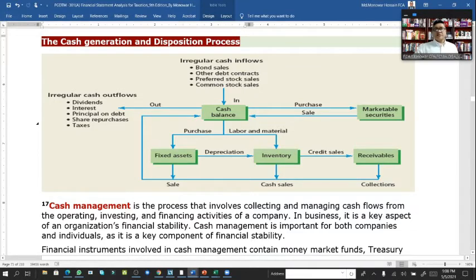we purchase material, labor, and fixed assets. When we sell, that cash is generated again, and from the fixed assets, taking the depreciation, labor, and material, we produce and take finished goods into inventory, and when it is sold, cash is generated again. And when the finished goods are sold on credit, receivables increase, and if we collect from that receivable, that amount goes again to cash. So this is the cash generation and disposition process described here.